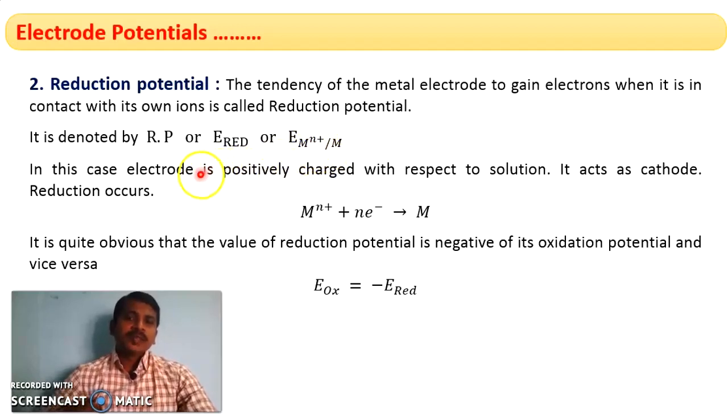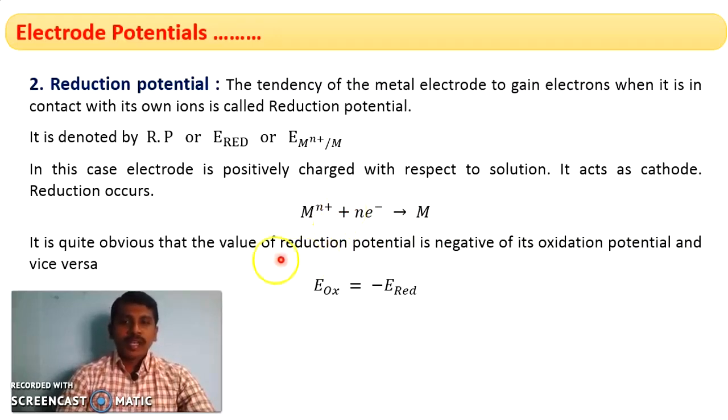In this case, the electrode is positively charged with respect to the solution. It acts as the cathode, and reduction occurs at the electrode. So the reaction occurring is the reduction reaction. It is represented with Mn+ plus n electrons gives rise to M. Gain of electrons, consumption of n electrons occurs here. So this is a reduction. The electrode is said to have reduction potential.